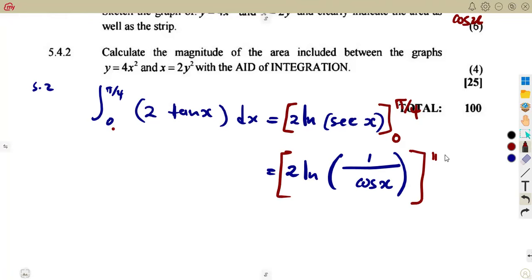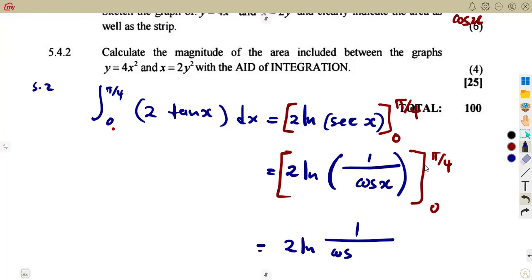With our limits, pi over 4 and 0, we can substitute, starting with the lower limit. So remember the case, guys, lower limit minus the upper limit. You can even take out the 2 there, or you work with it as it is. So it's going to be 2 ln of 1 over cos.